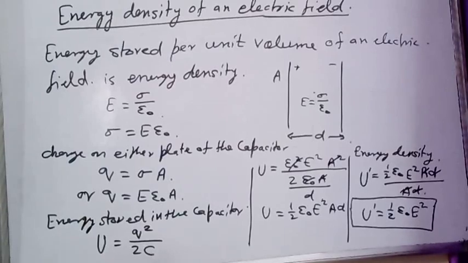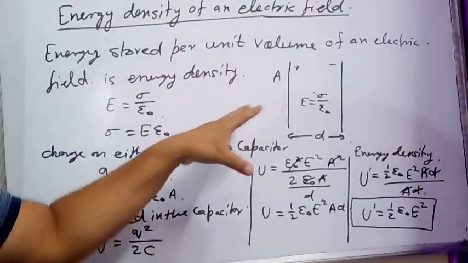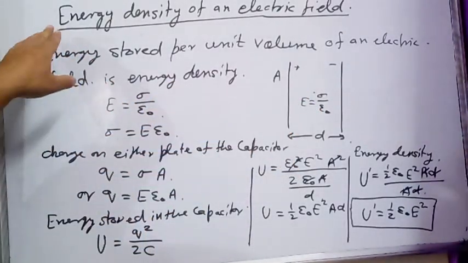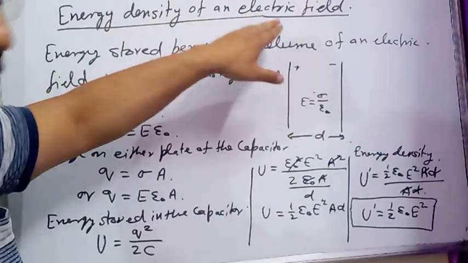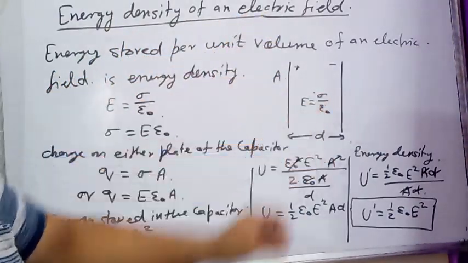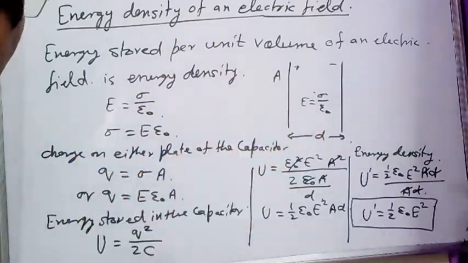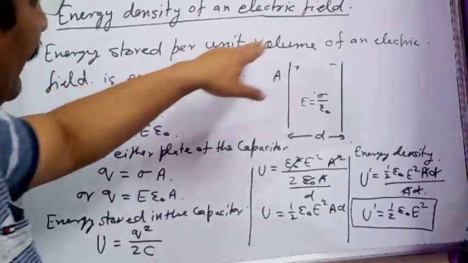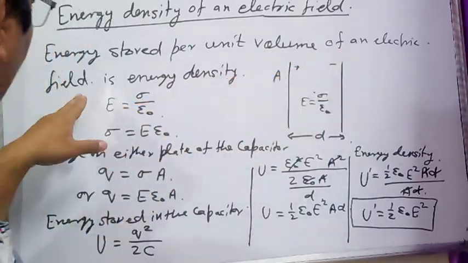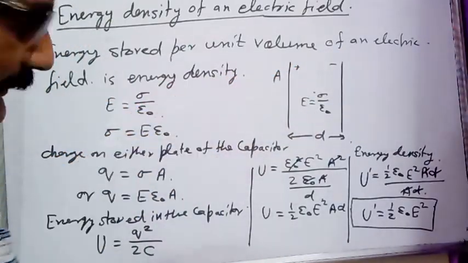Students, see, there is another quantity related to a charged capacitor. What is energy density of an electric field between the plates of the capacitor, or you can say what is the energy density of a charged capacitor. So energy stored per unit volume of an electric field is energy density.